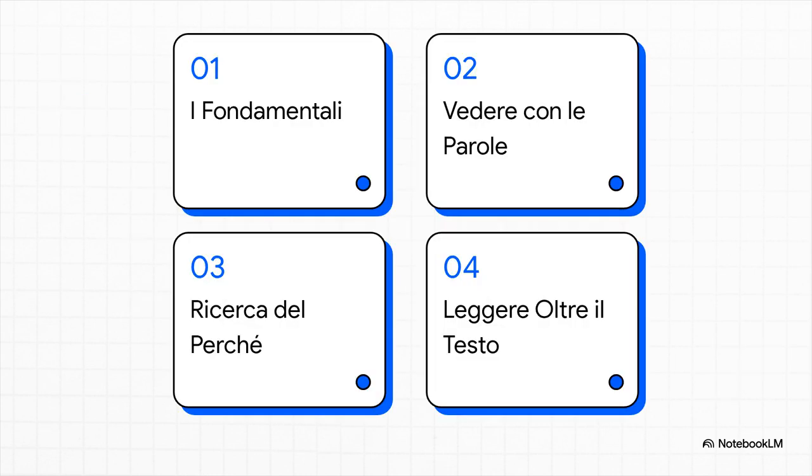All right, so here's what we're putting in our toolkit today. First, I fondamentali, the fundamentals of who and where. Second, vedere con le parole, which is all about seeing with words. Third, alla ricerca del perché, the search for why. And finally, leggere oltre il testo, reading beyond the text. Sounds good? Let's get started.